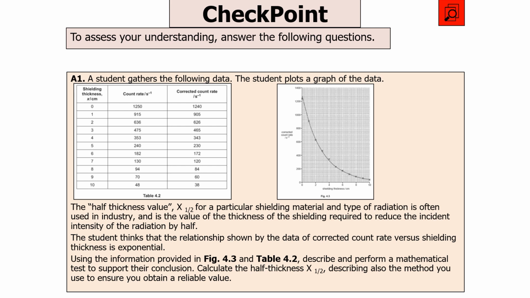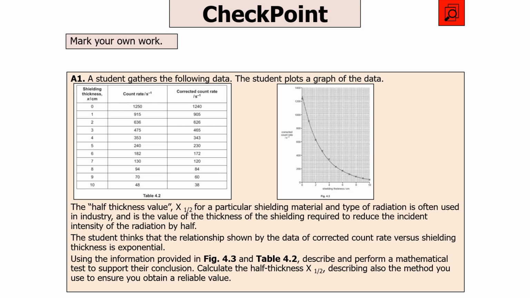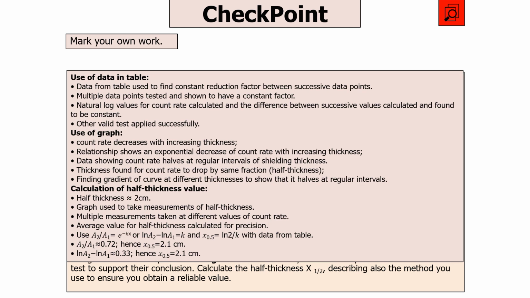So pause the video now, then unpause the video when you want to go through your answer. Right, in this one, how could you use the data? The data from the table could be used to find the constant reduction factor between successive points. So you should do multiple data points and find that you've got a constant value. Or you could take the natural log of each count rate, and then the difference between successive values is calculated and found to be constant.